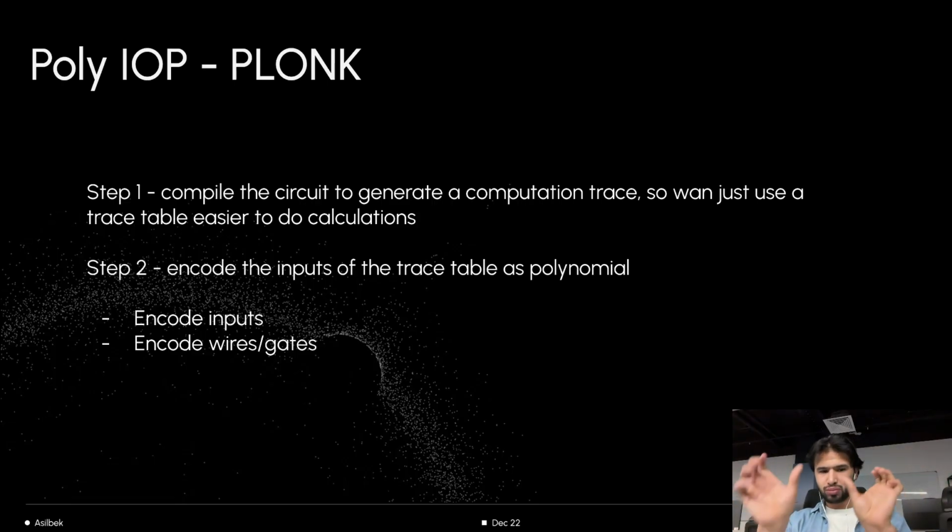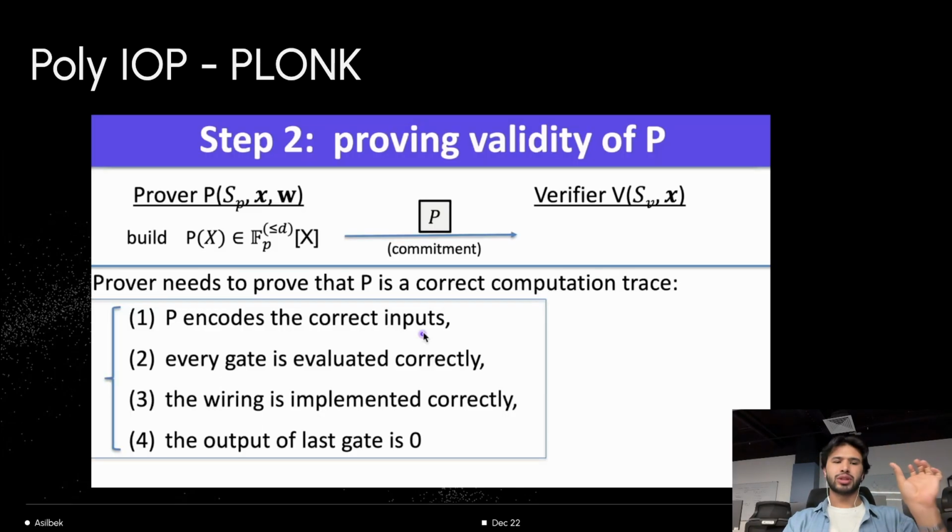We can encode the inputs and count the wires or gates. So we're going to have, I don't know, 5, 6, even more, like around 12 polynomials, depending on the number of gates. And then the main step here is we have to prove the validity of the prover's polynomials.